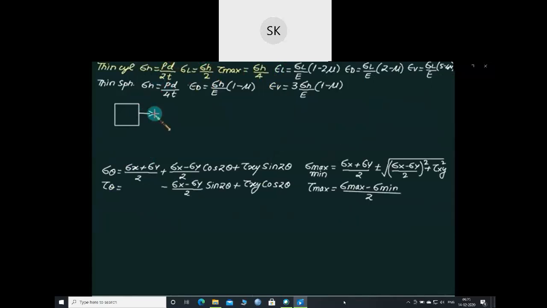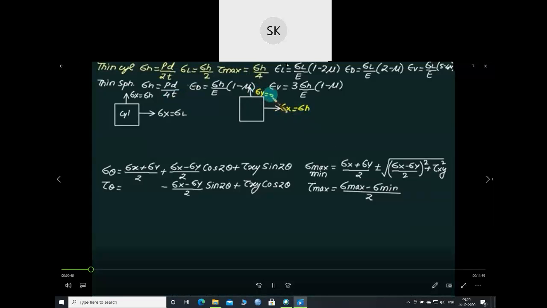And our element is like this. This one is X and this one is Y. So sigma X equals sigma H. This is sigma H and this one is sigma L. This is for the cylinder. So sigma X equals sigma H and sigma Y is also sigma L.